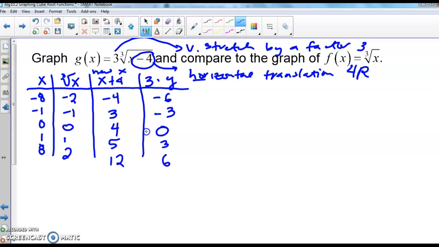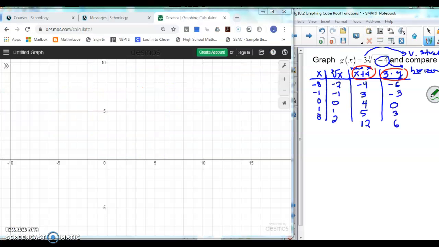So now let's graph. When you're graphing, you need your new x column and your new y column. So these will be the ordered pairs that we're going to graph. So now let's plot the points.